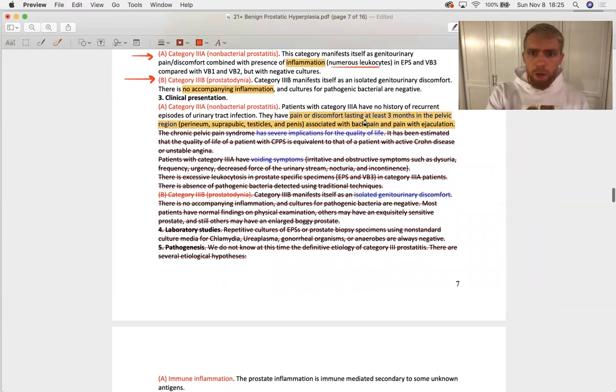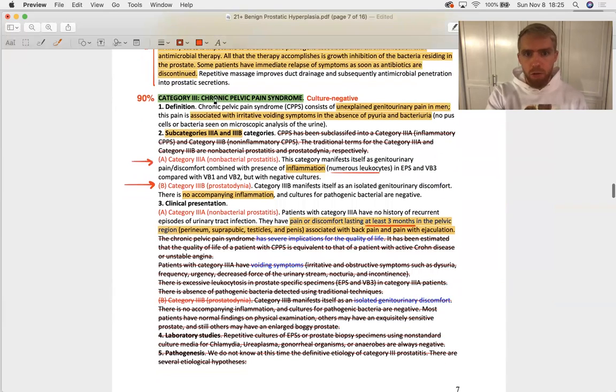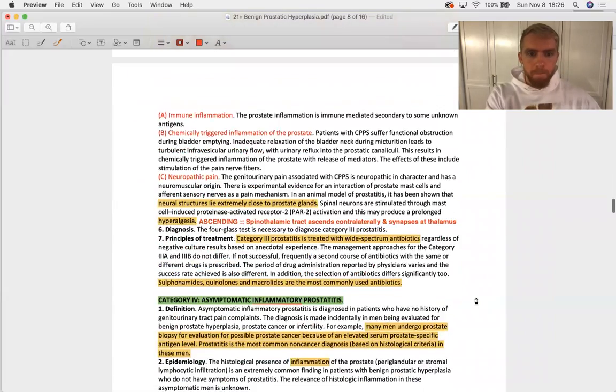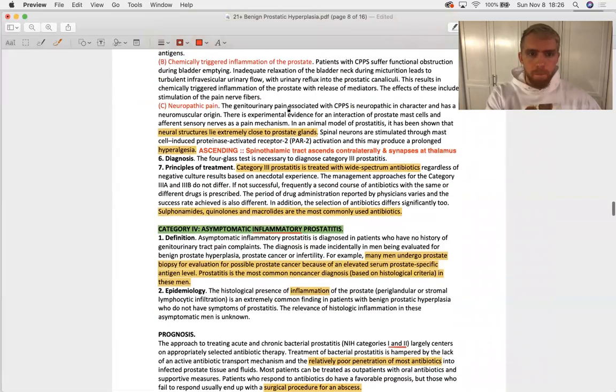It's got to go on for at least 3 months for you to be able to make the diagnosis of type 3 prostatitis, chronic pelvic pain syndrome. And the reason why it may present with a lot of pain is because there's a lot of nerve fibers running down into the prostate glands that mediate pain. And so when the prostate expands, it's going to press on these fibers and activate them essentially.